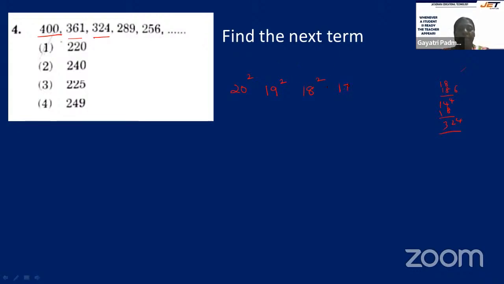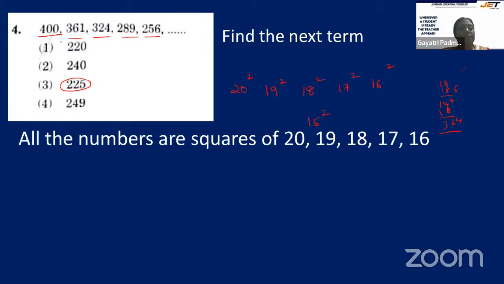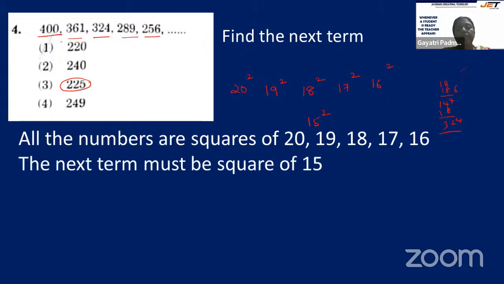All right. Next, 17 square is 289. Yes. Next, 16 square is 256. Right. So all of us know next should be 15. So 15 square must be 225. So this is the square number in the reverse order. So there must be option 3. All the numbers are squares of 20, 19, 18, 17, 16. The next term must be square of 15, which is 225. So your option 3 is the correct answer.